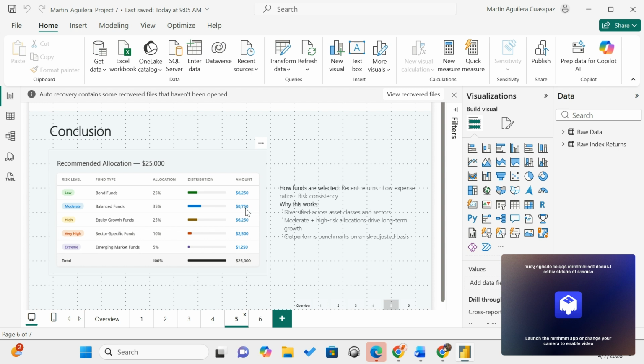What we did here was explain in which funds we can put the 25,000 so that we can get more return on investment later, and how we did that: the recent returns, the low expense ratios, and risk consistency. As a team, we saw how we can put these 25,000 in different funds and categories so they can have the best ROI for them. And how this works.